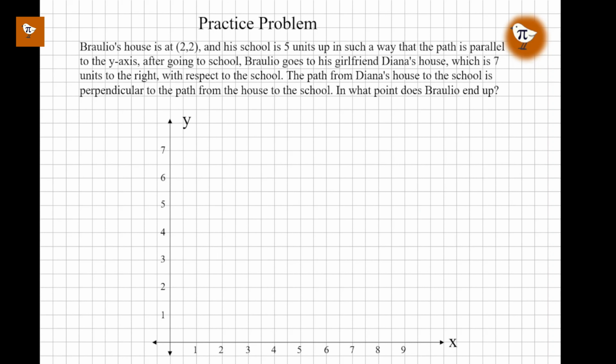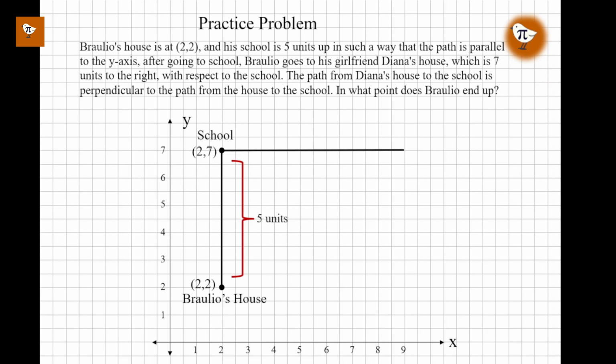First, we locate the point (2, 2), which is where Braulio's house is. To locate the school, we move 5 units up parallel to the y-axis, or 5 units up vertically, reaching the point (2, 7). The path from Diana's house to the school is perpendicular to the line we traced. Moving 7 units to the right, forming a 90-degree angle to the right, Braulio ends up at (9, 7).